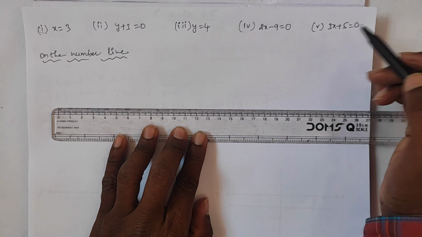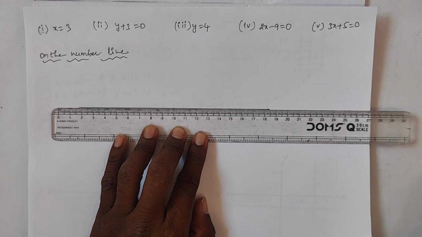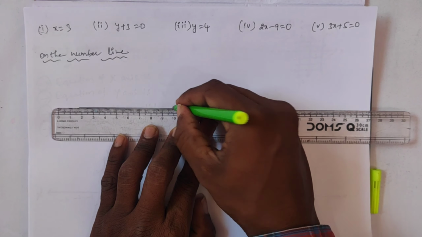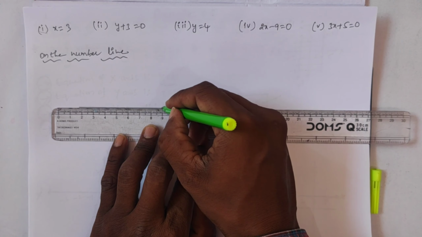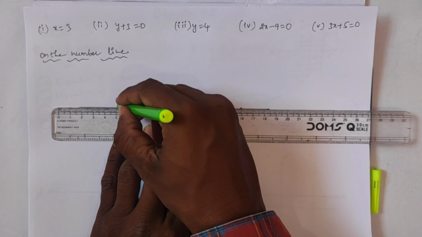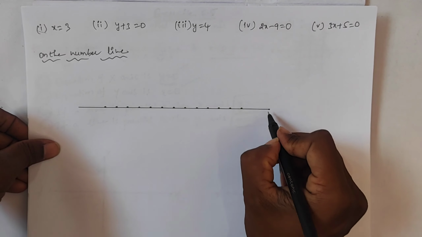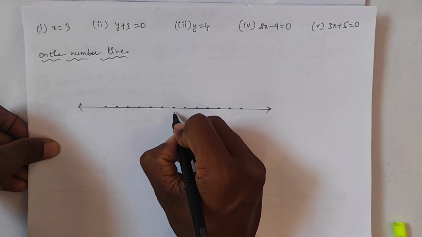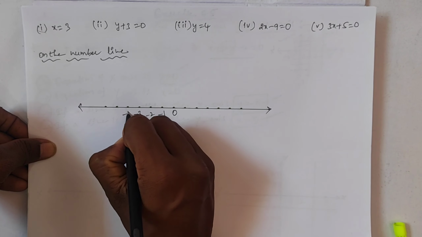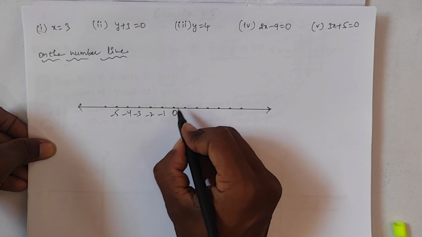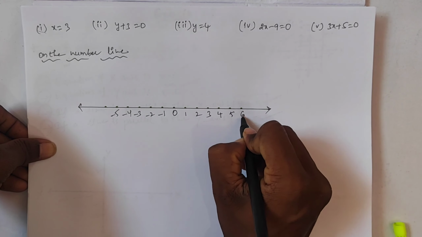First I am drawing a number line here and locating 0, then 1, 2, 3, 4, 5, 6. Now if you observe, on the number line, to the left side of 0 we have negative values -1, -2, -3, -4, -5 and so on. To the right side of 0 we have positive values 1, 2, 3, 4, 5, 6 and so on.